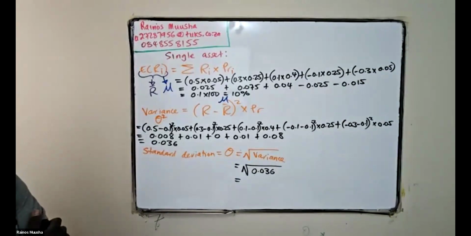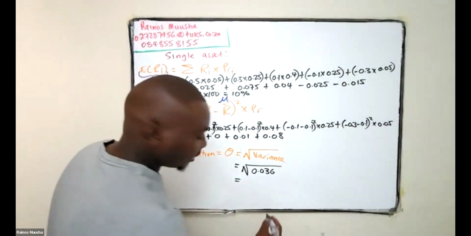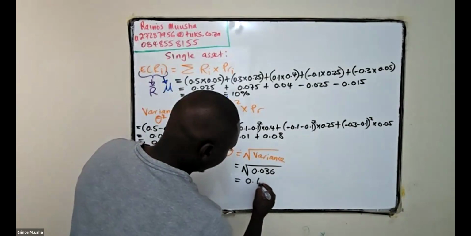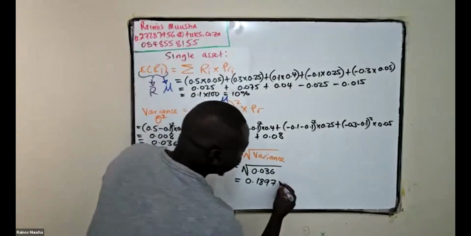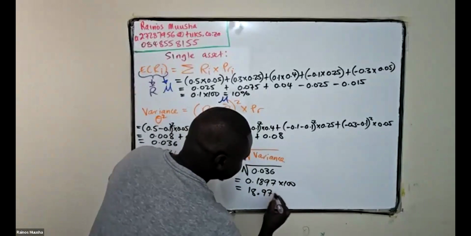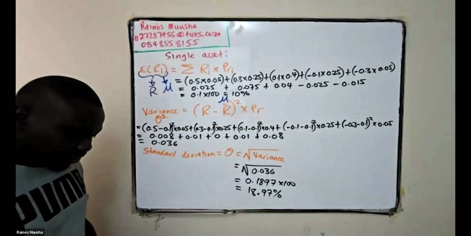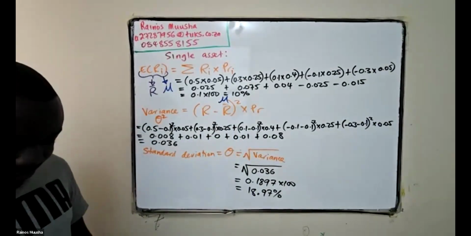How much do you get as the standard deviation? To 4 decimal places, you must be able to get a figure of 0.1897. Then if you multiply this by 100 to make it a percentage, you will see that your standard deviation is going to be 18.97%. So this is how we determine the standard deviation of a single asset.